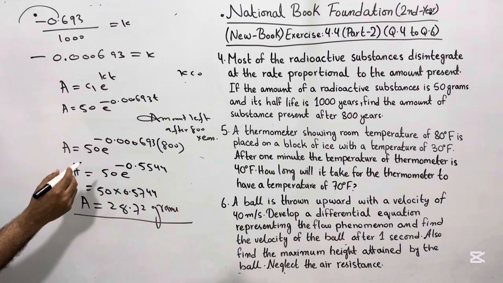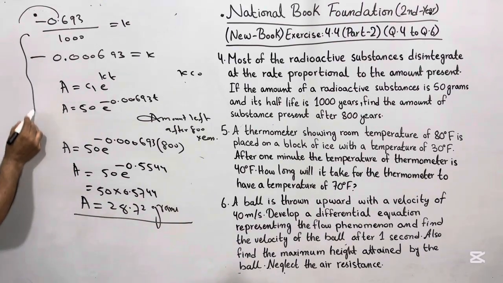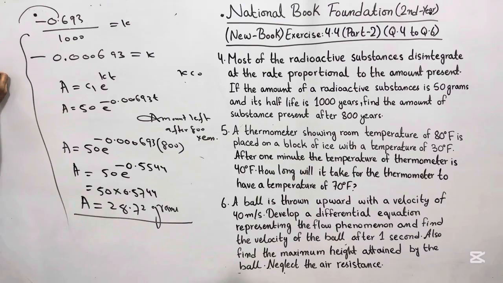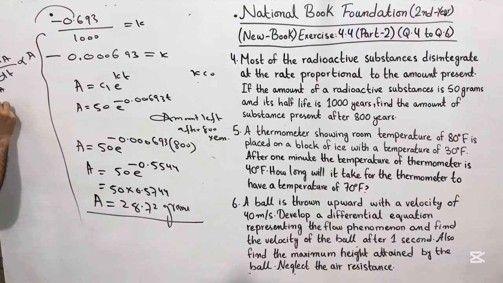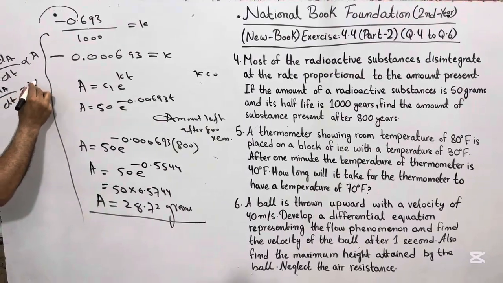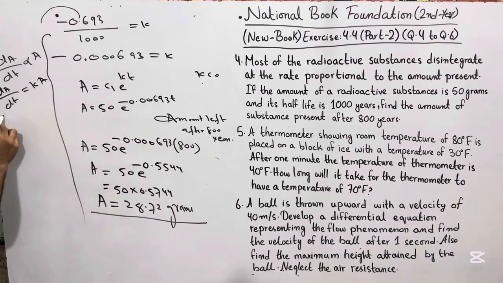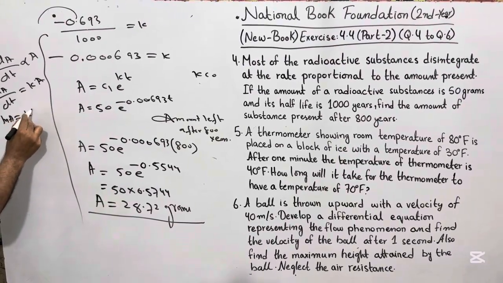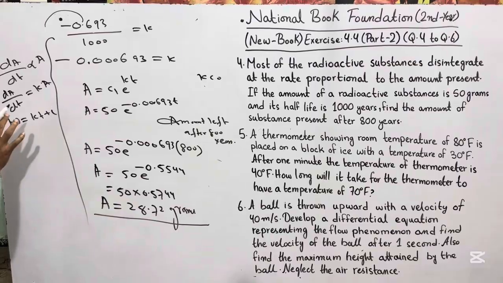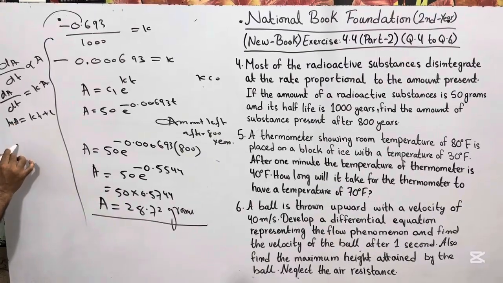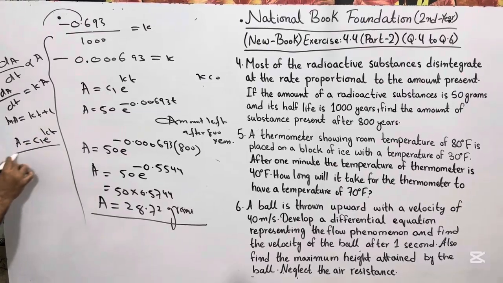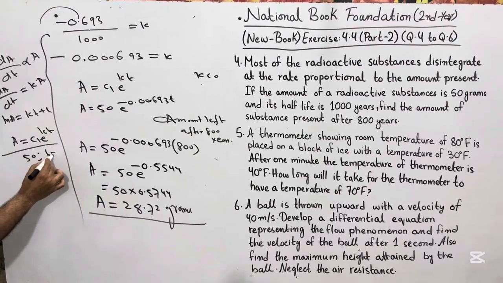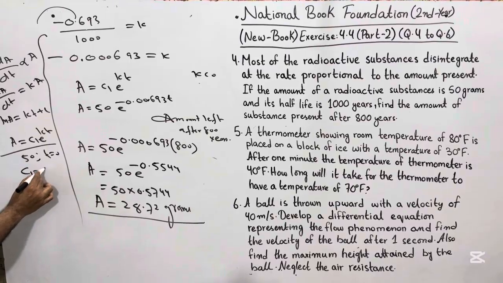Let me restate the steps for you. The rate of change of the amount present is directly proportional to the amount present. Introduce a constant: dA over dt is k times A. Solving, we have ln A equals kt plus C. Taking e as a base, we have A equals C1 times e^kt. Initially, we have 50 grams. When t is equal to 0, we have determined the value of C1 as 50.